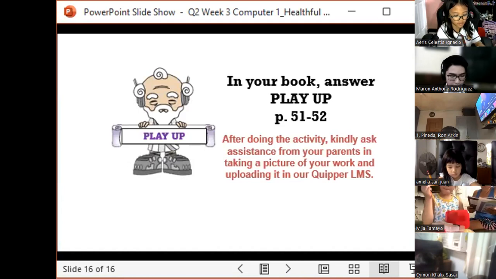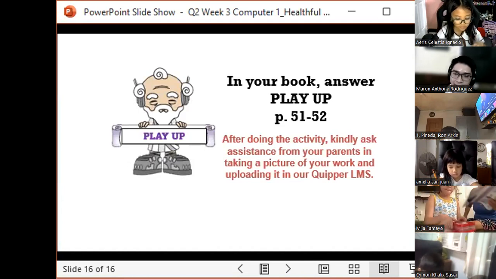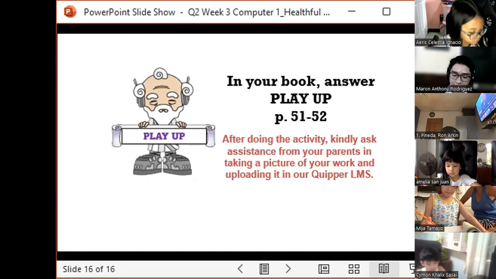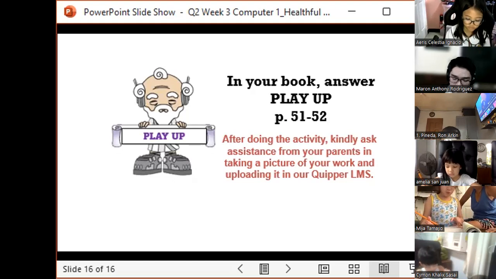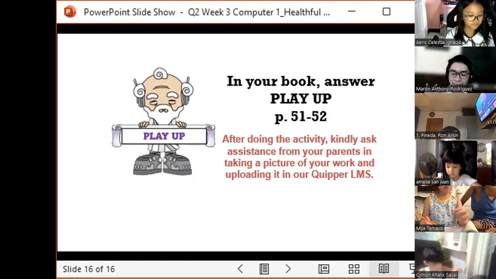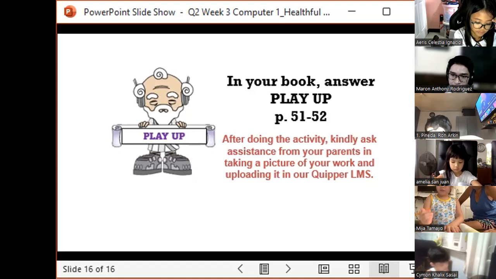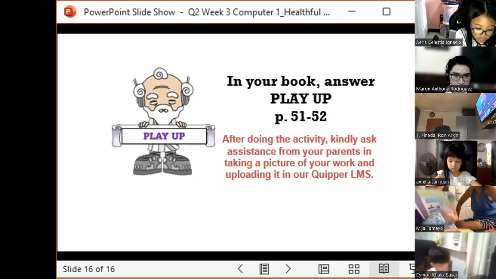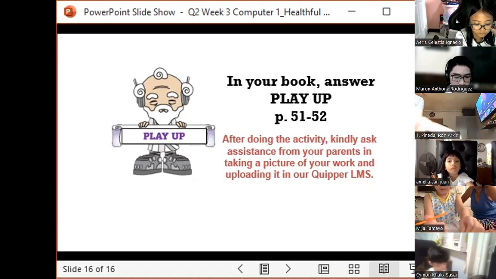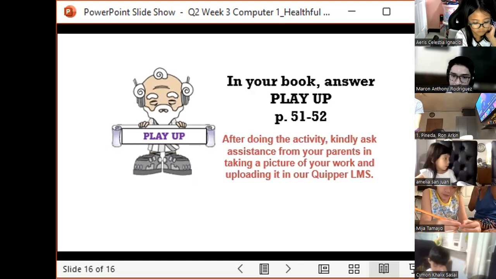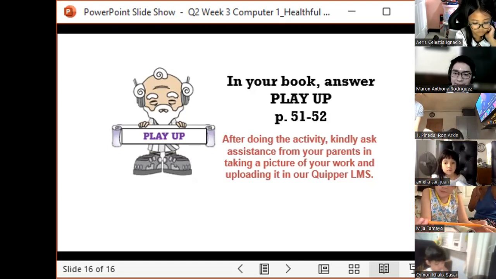Okay, on page 51, you will just tell whether or not the statements there describe a helpful habit in using the computer. If not, you should explain the proper thing that should be done. Yes, Lucia? I left my book at school. What should we do? Okay, so maybe I'll just tell your parents to message me so that I could message them the things that you would answer. Okay? Thank you. All right. Anything else?